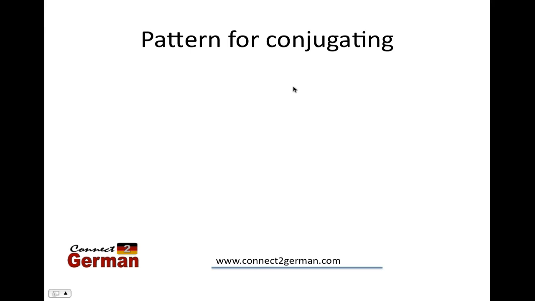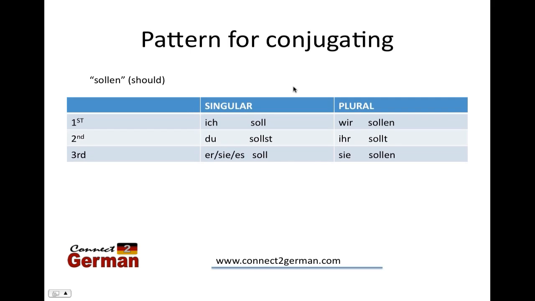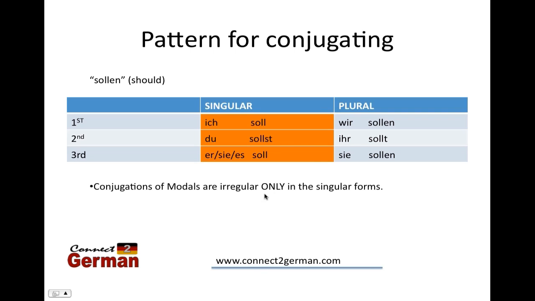So let's look at the pattern for conjugating. And here I gave you a little table for the modal verb sollen. It means should. And as you see the conjugations here, we've got the singular in the first column, plural in the second column. And essentially what we need to look at here is the fact that when we're talking about modal verbs, only the singular forms are going to be irregular. And it's not going to affect the plural at all, which makes it real great.